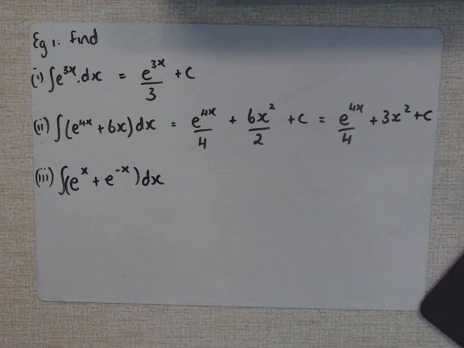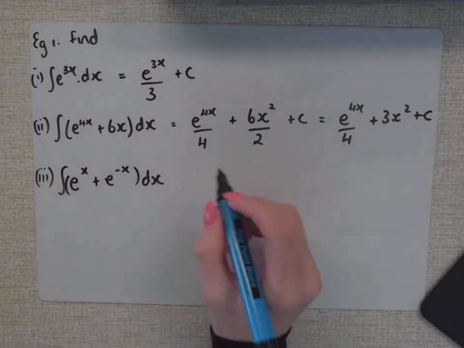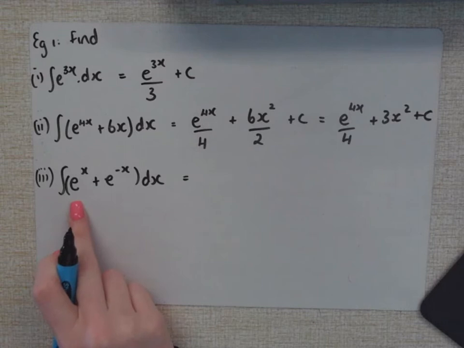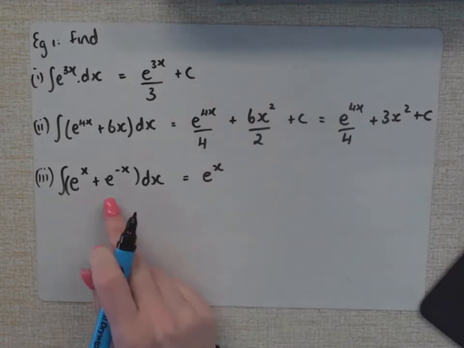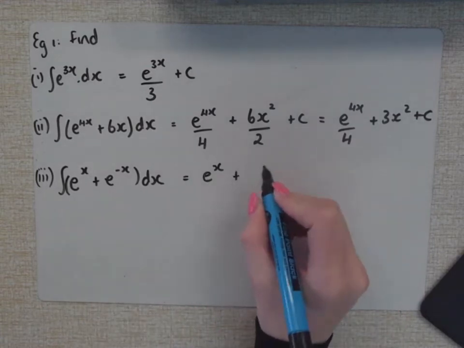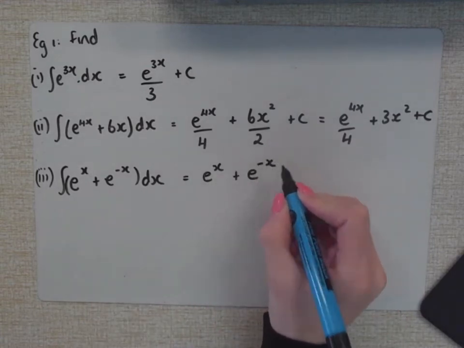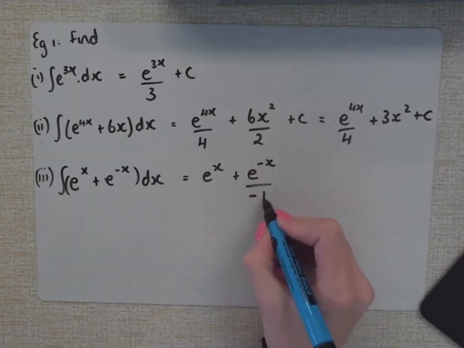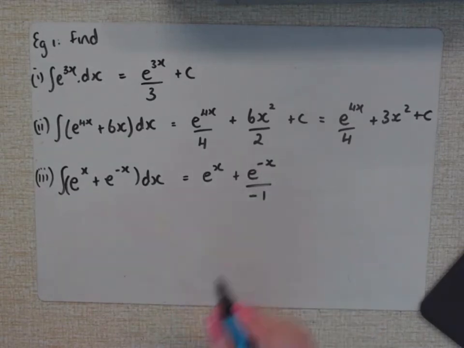Integrate e to the power of x plus e to the power of minus x. Now, integrate e to the power of x. E to the power of x, lovely. Integrate e to the power of minus x. E to the power of minus x over minus 1. Plus c.